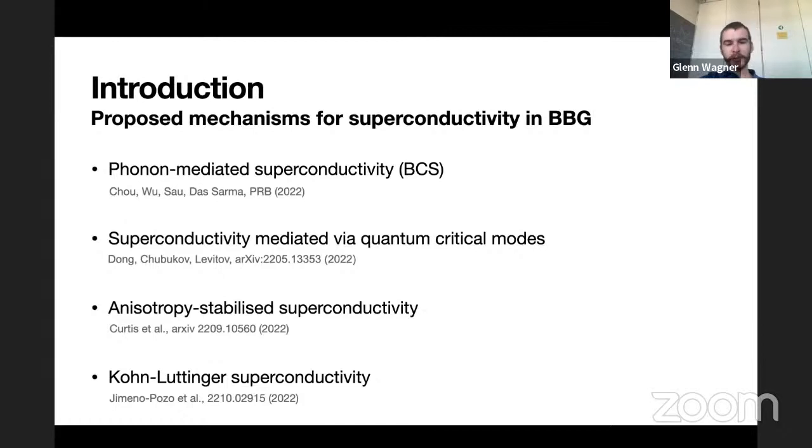Then there was some other work trying to explain why the magnetic field or the spin-orbit coupling is important, saying that you've got a strongly fluctuating superconducting order parameter, and by applying a magnetic field, you pin this order parameter and therefore stabilize the superconductor by suppressing the fluctuations. And finally, there was some work proposing a purely electronic mechanism. You completely forget about the phonons, and you only have electron-electron interactions, and you can get pairing from this by a mechanism called Kohn-Luttinger superconductivity. In fact, this is the mechanism I'm going to be focusing on in today's talk.